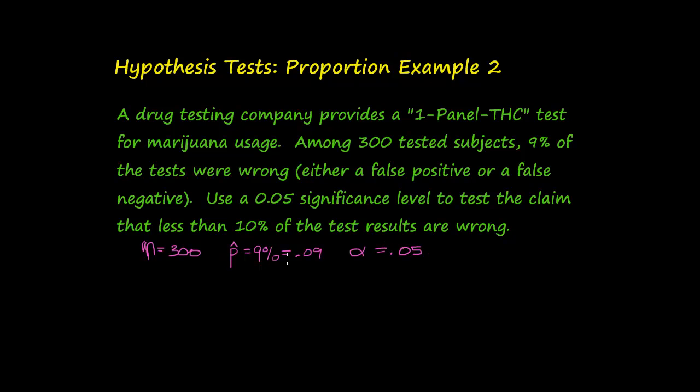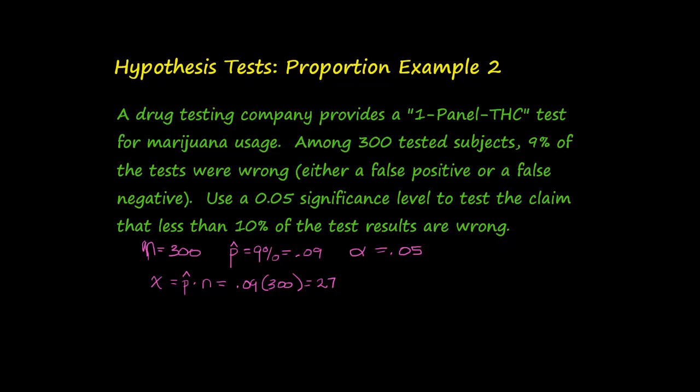Okay, so we know from previous problems we're going to need x to enter in the calculator. So to find x, the actual number of tests that were wrong, we'll multiply our p hat, that sample proportion, times n, and that will give us the number that were actually wrong. So 0.09 times 300, and we get 27. So 27 of the tests were wrong.